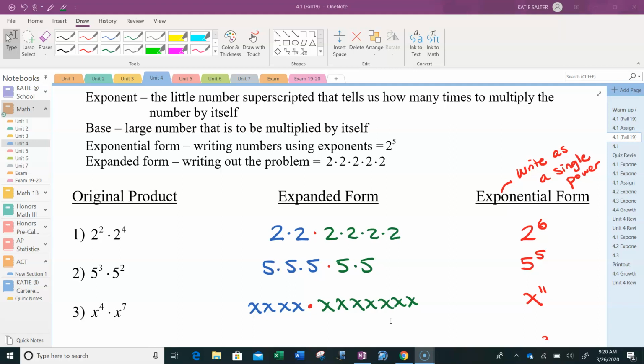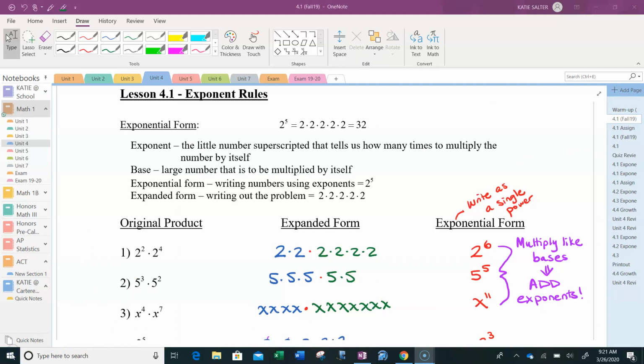Wouldn't it be nice if we had a rule that we could use for when we multiply like bases, because that's what we're doing right here. These bases are the same. What could we do with these exponents so that we didn't have to write it in an expanded form? And as you can see, it's quite simple. When we multiply like bases, we need to add the exponents, and that's where this rule comes from. The good thing about learning the expanded form is if you ever get stuck and you can't remember what the rule is, you can always go back to expanded form and figure it out.